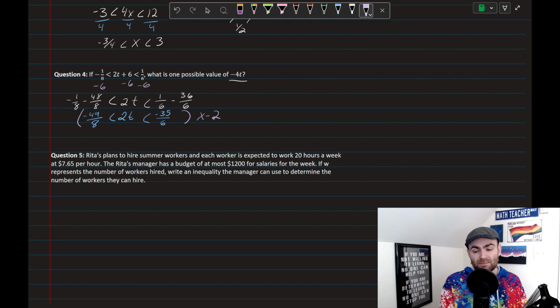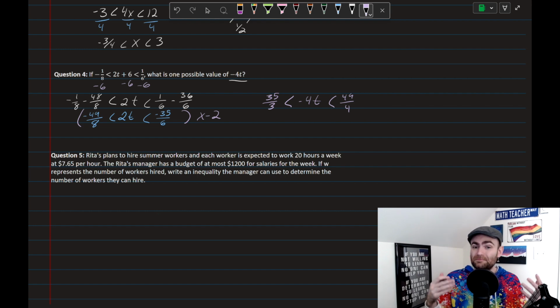Now, if I multiply this by negative 2, which would make it positive, I can just reduce the denominator by a factor of 2. So that would just be 35 thirds is less than, remember the mouth was facing this fraction before, now it's going to face away. And then if we multiply this by negative 2, we get our negative 4t that we wanted is less than, and then we can reduce this denominator by a factor of 2 to get 49 fourths. Great. So we just need a number between 35 thirds and 49 fourths.